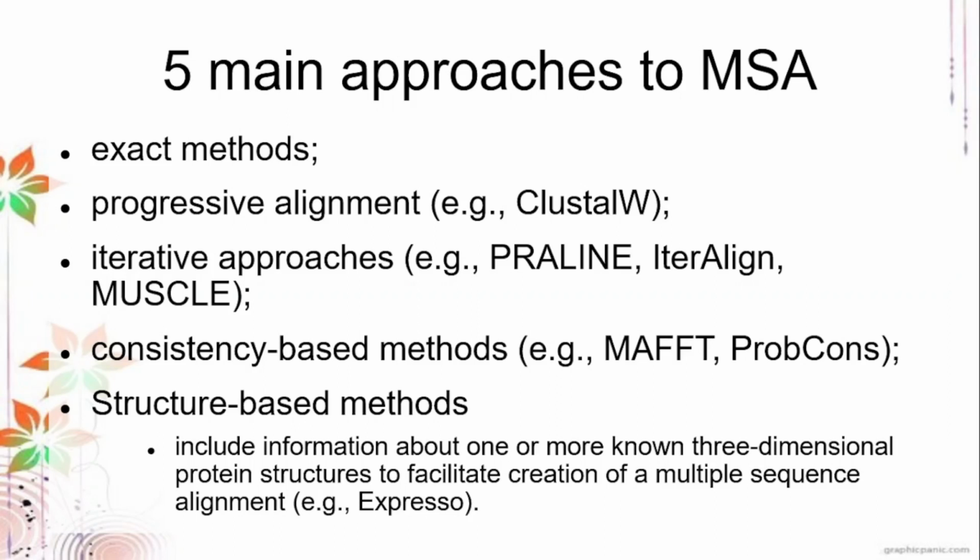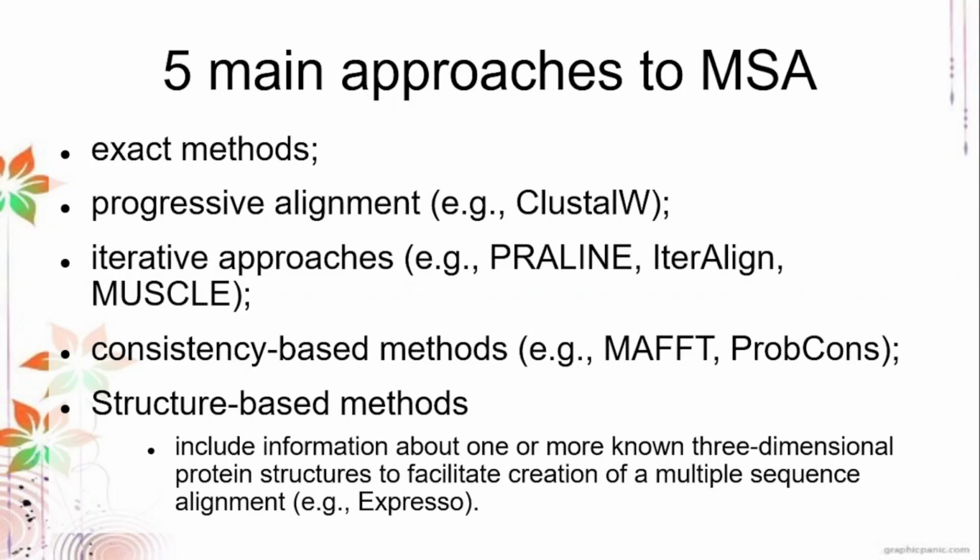So we have five main approaches: the exact methods, and we have progressive alignment. This is the approach done by the program ClustalW. ClustalW is the MSA program that is housed or made by EBI, the European Bioinformatics Institute. So they are using ClustalW or even the standalone Clustal Omega. Okay, so they do progressive alignment. And then iterative approaches, which are done by these programs: PRALINE, IterAlign, and MUSCLE. So you might have heard of the MUSCLE algorithm. This is one of the more commonly used algorithms.